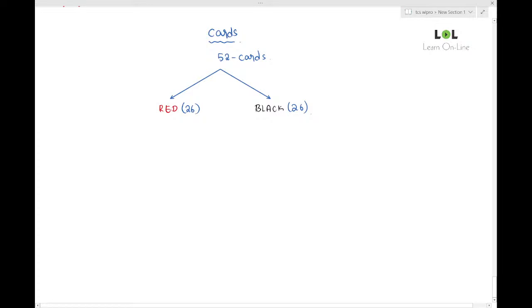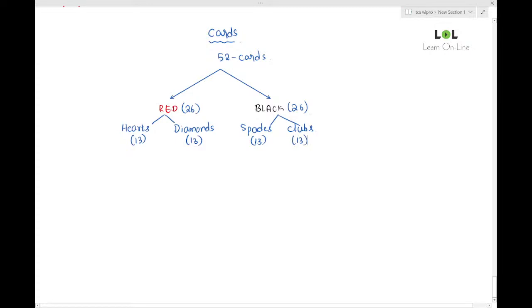So now there will be four suits. Which are those? In red, we have hearts as well as diamonds. In black, there will be two suits. They are spades and clubs. Observe. Once again, all will be 13 in number. 26 red are there, in which 13 are hearts, 13 are diamonds. 26 blacks are there, in which 13 are spades and 13 are clubs.